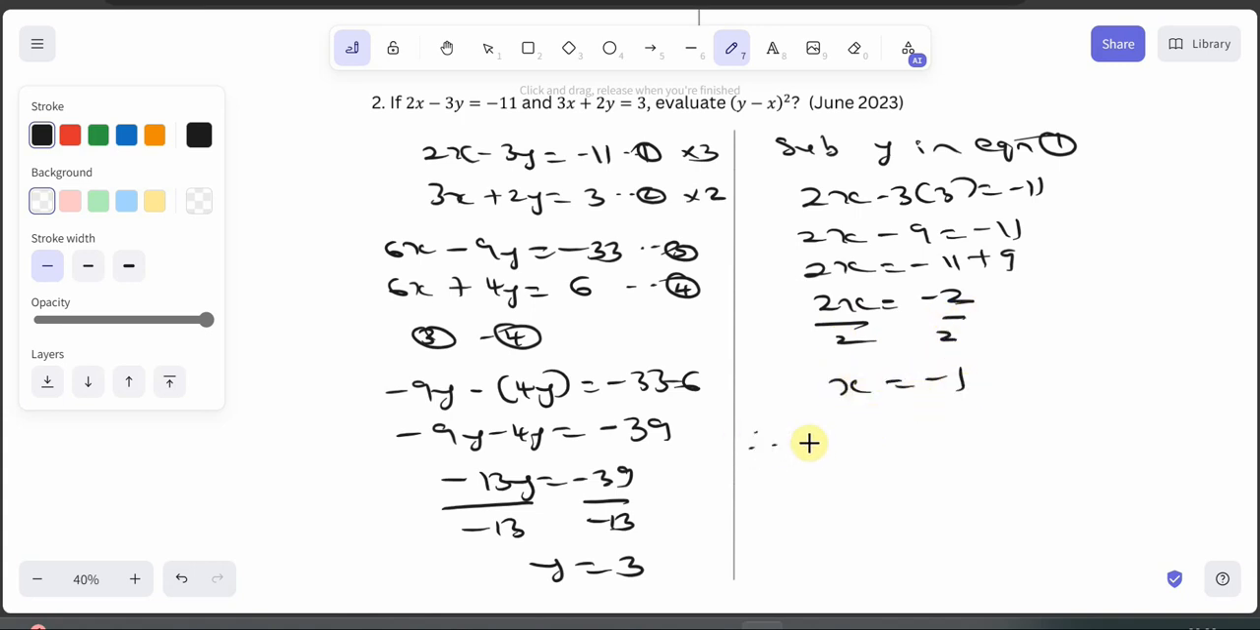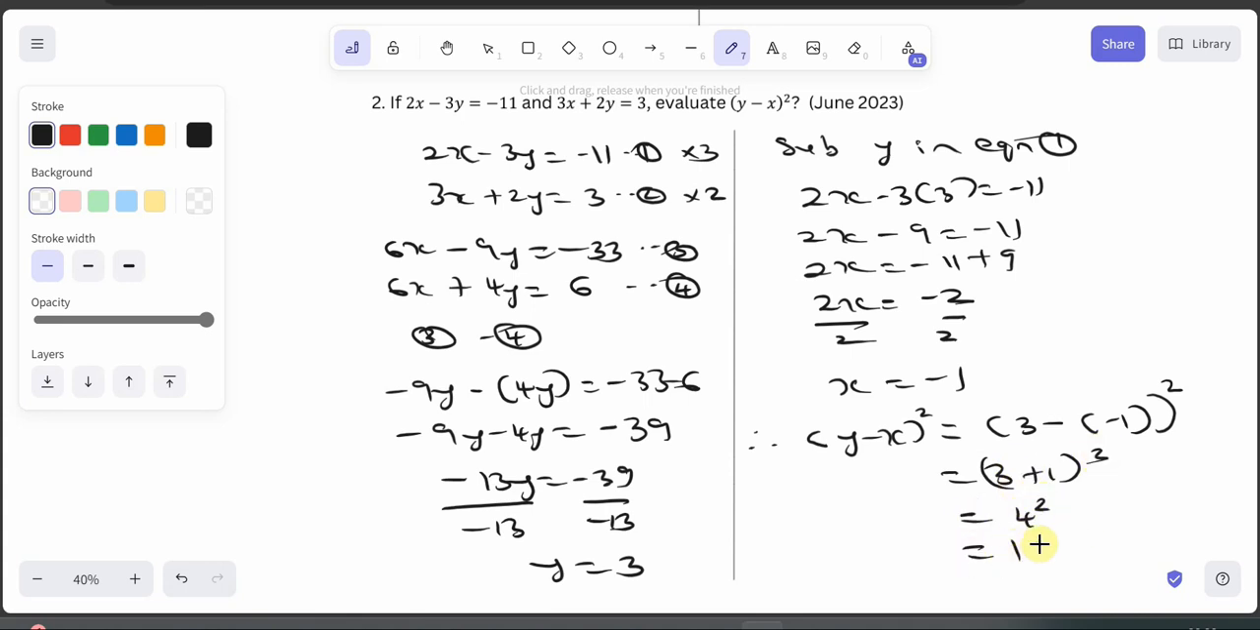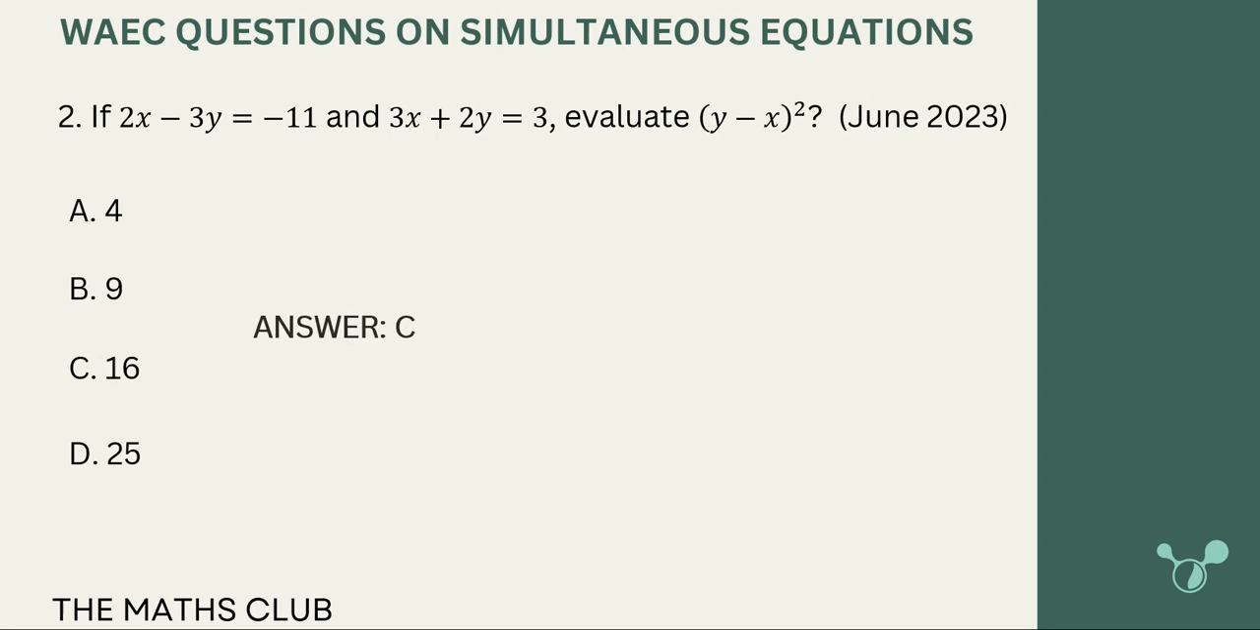So I can say therefore y minus x all squared will now be equal to what? This will be 3 minus open brackets minus 1 close the brackets all squared. It's like saying 3, minus times minus will be plus, so plus 1 in bracket all squared. So this will be 4 squared, and this will give me 16. So at the end of the day, we're able to find the value for y and x, and by the time we put it inside our equation that we're meant to evaluate, we found it to be 16. Let's see if we're correct. So these are the options, and that will be option C.